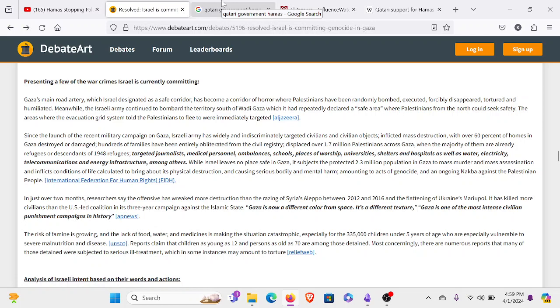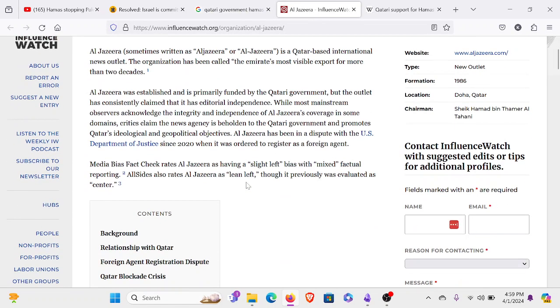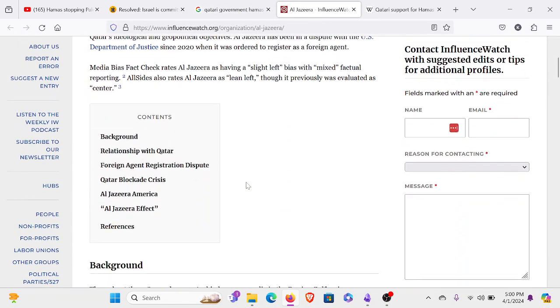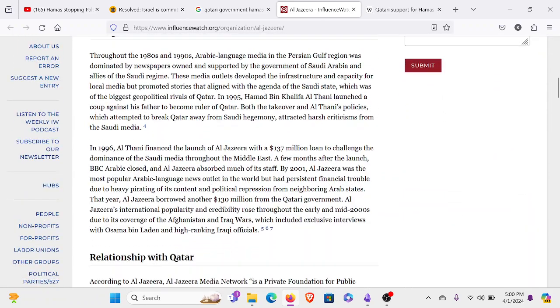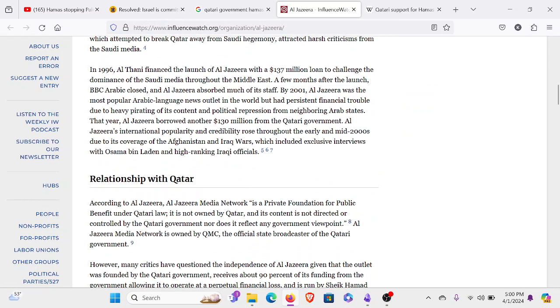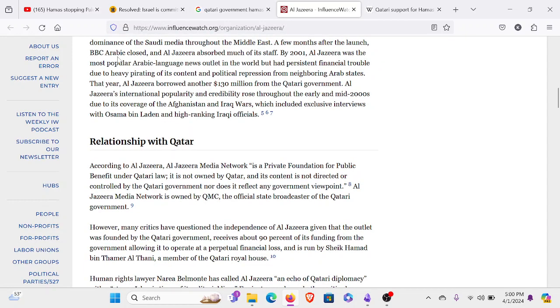Okay, why is Al Jazeera important? Well, Al Jazeera is funded by the Qatari government. The Qatari government funds almost all of Al Jazeera. They don't make much money. I mean, I think they might have some YouTube ad revenue, but Al Thani financed the launch of Al Jazeera with a $137 million loan. A loan he probably does not expect to get paid back. They borrowed another $130 million from the Qatari government.